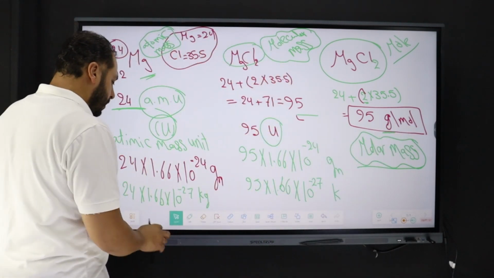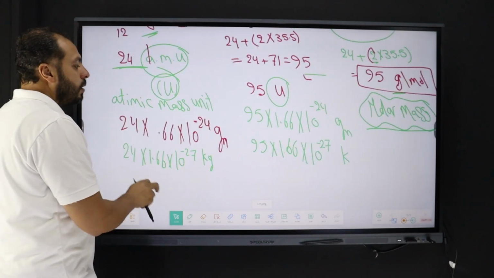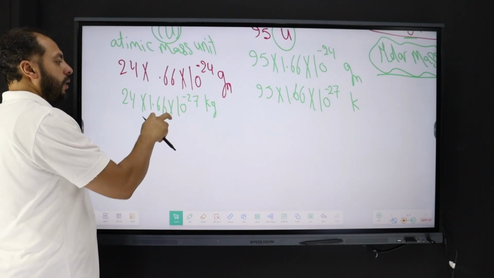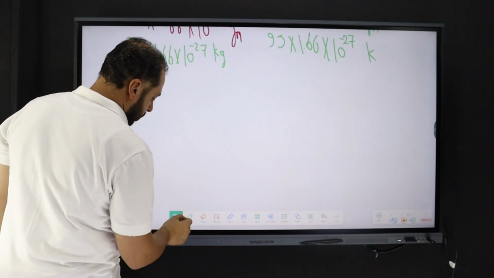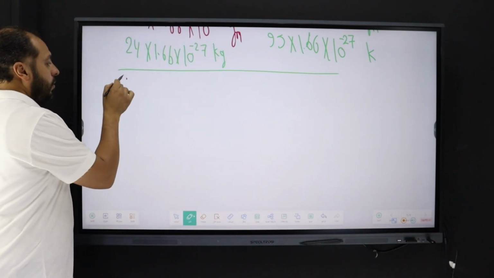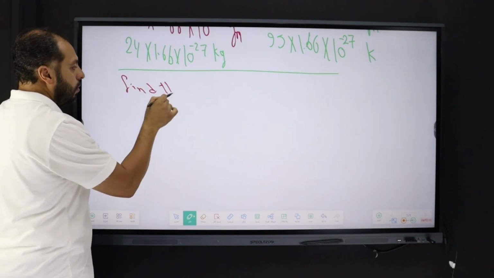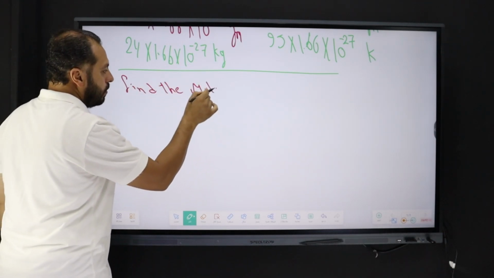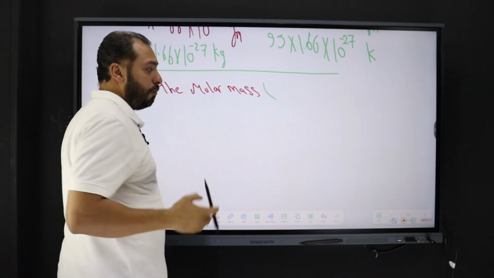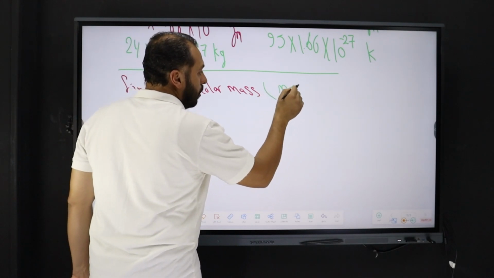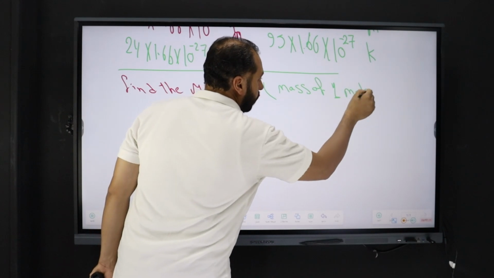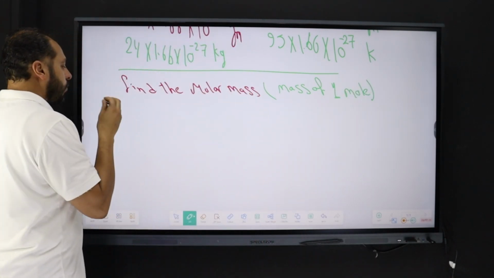So let's take some examples to calculate the masses of 1 mole. Okay? Let's calculate these examples. Find the molar mass, in 2 brackets, mass of 1 mole of each of the following.